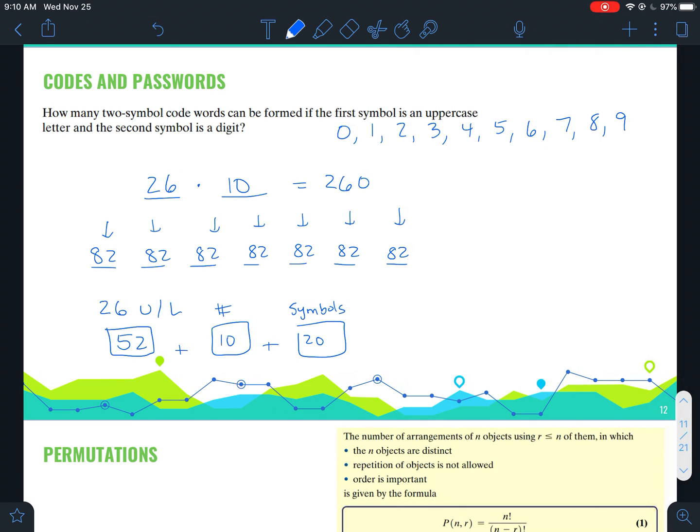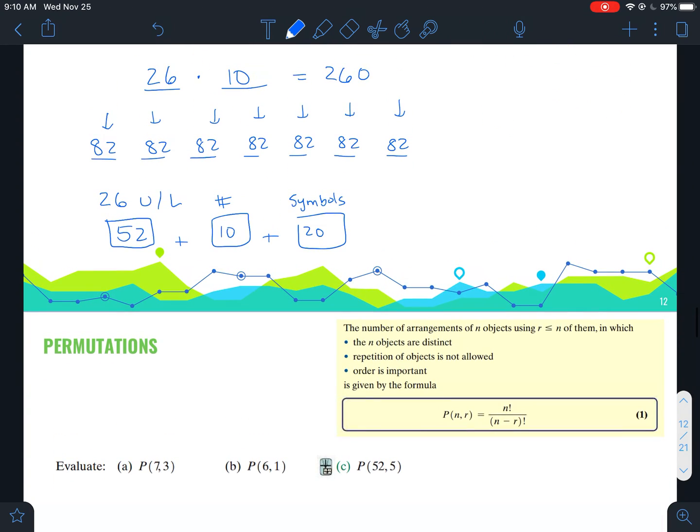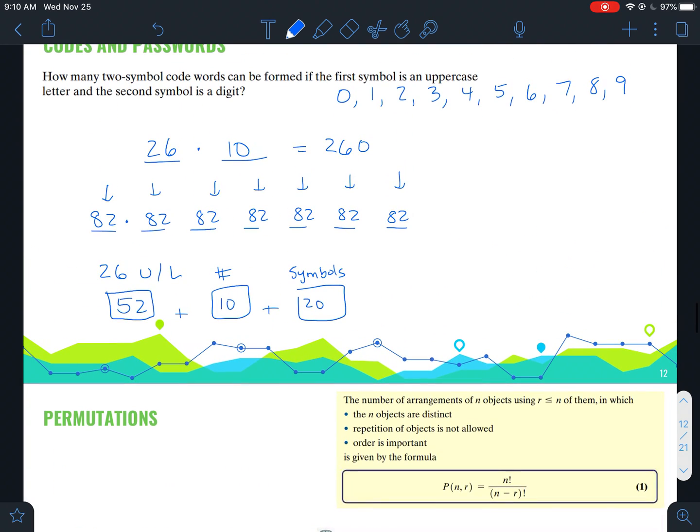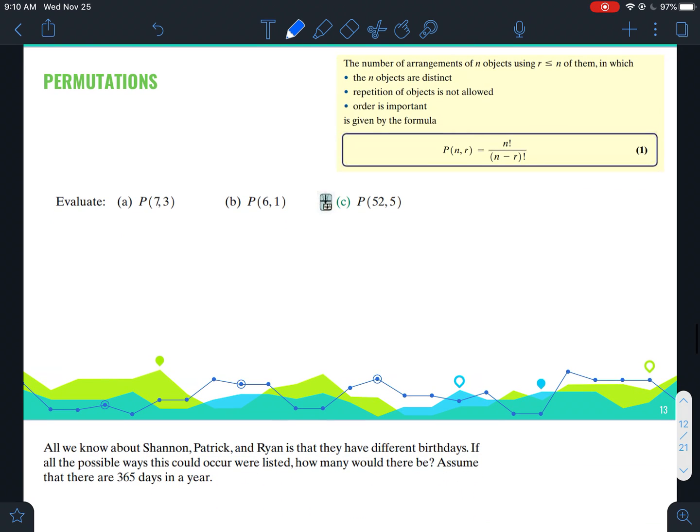So the longer the password, the more safe and secure you are. Okay, so that's the fundamental counting principle. You just get to multiply how many different options you had for each idea. So now we're going to get more specific. Permutations, and this is where factorials are going to come into play.